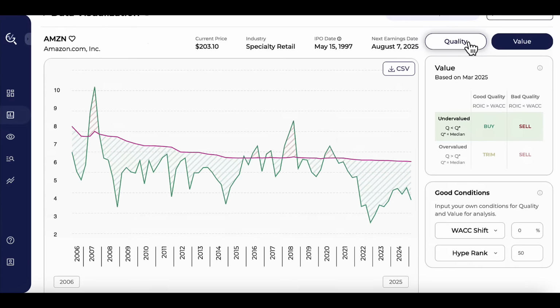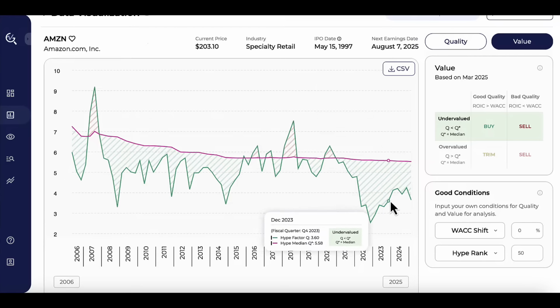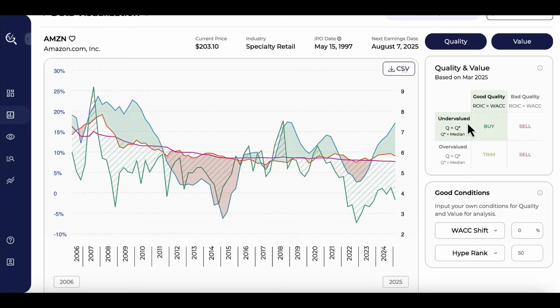What about value? So here's the hype factor in green compared to the equilibrium hype, and we see it is at a low historical value. Okay, based on that metric, we have quality, value, combine them. Interesting, buying opportunity. What do you think?